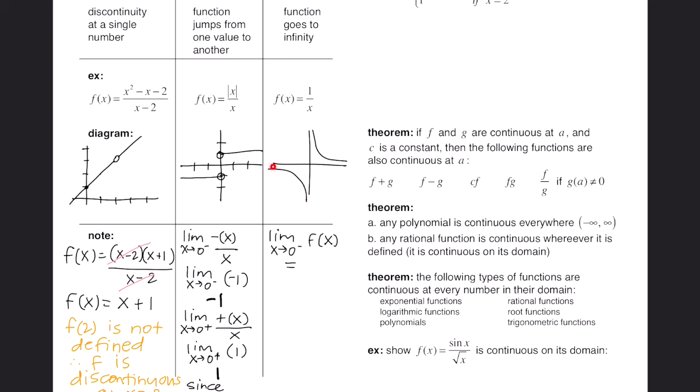So if you look at this graph, as you approach 0 from the left, the height of the graph is going to negative infinity. Next, we want to look at the limit as x approaches 0 from the right of f of x. From the right, you can see the height is going to positive infinity.